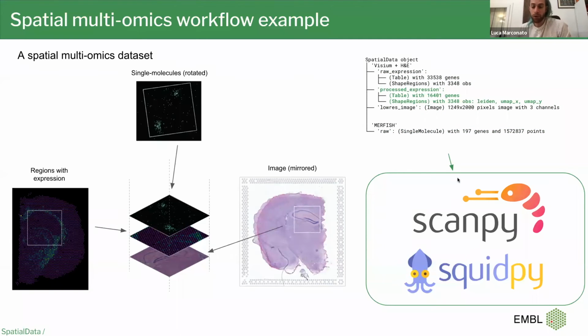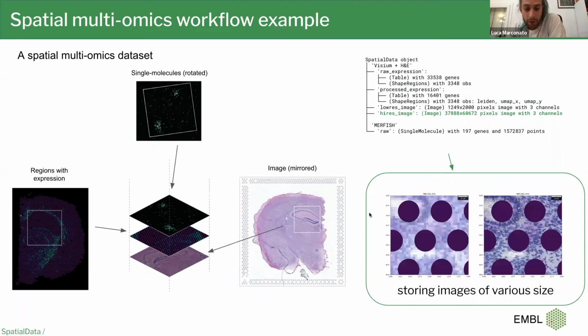The first thing you want to do is apply some preprocessing. There are already tools like ScanPy or SquidPy that allow you to filter genes and then compute clustering and embeddings, and you can save this inside our representation, inside this mdata object. And then you can also have a larger image that you may want to align.